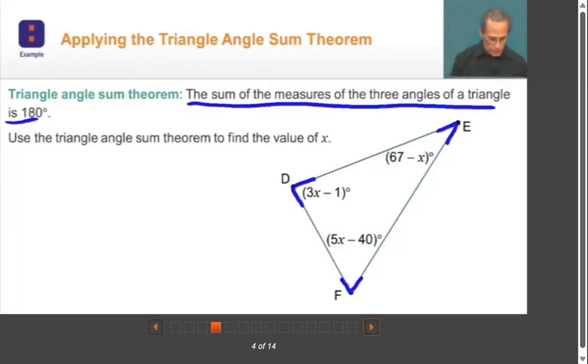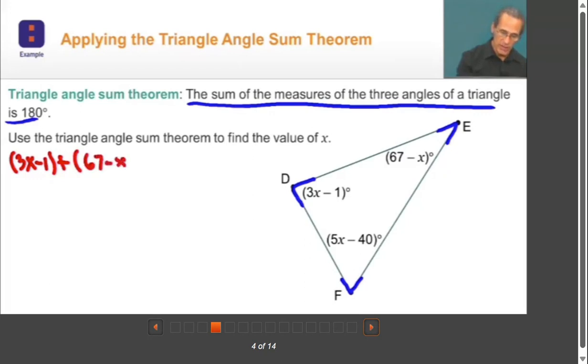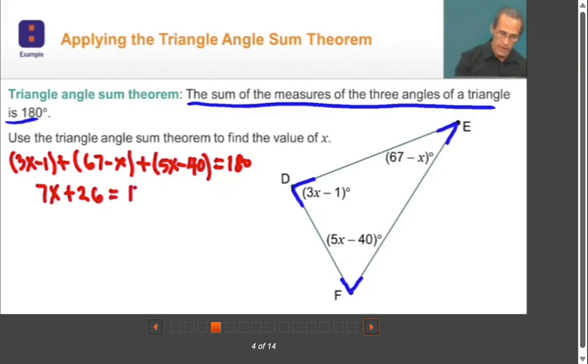So we can simply sum up the three expressions and set this sum equal to 180. We have 3x minus 1 plus 67 minus x plus 5x minus 40, and that's equal to 180. Combining like terms, 3x minus x is 2x, plus 5x is 7x. And negative 1 plus 67 is 66, minus 40 is 26. 7x plus 26 is 180.